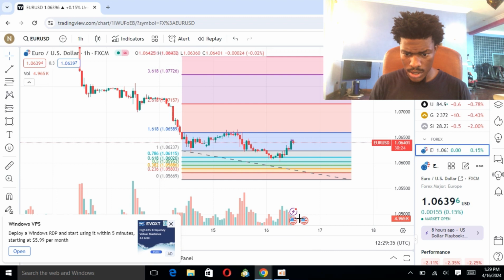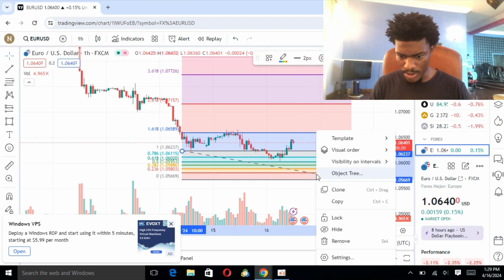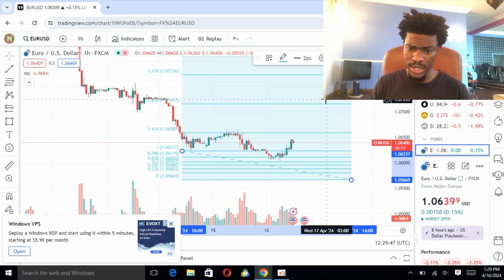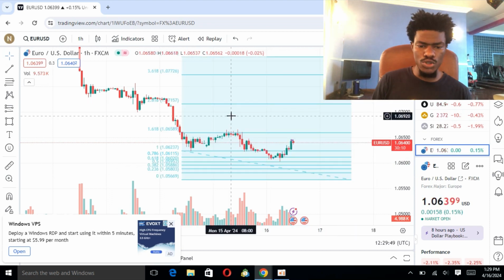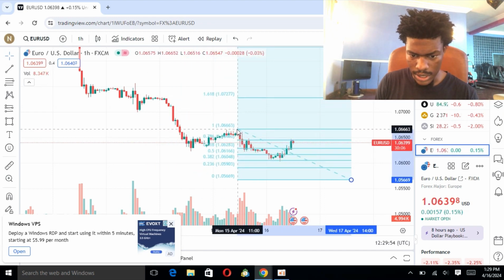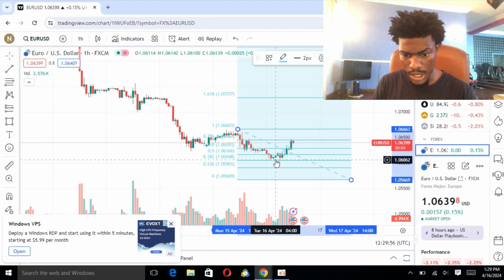Sorry. I want to change the color of this Fib. It's too colorful. Let's just make it blue, like MetaTrader, right? Now we'll draw our Fibonacci from the last lower high to the lower low.